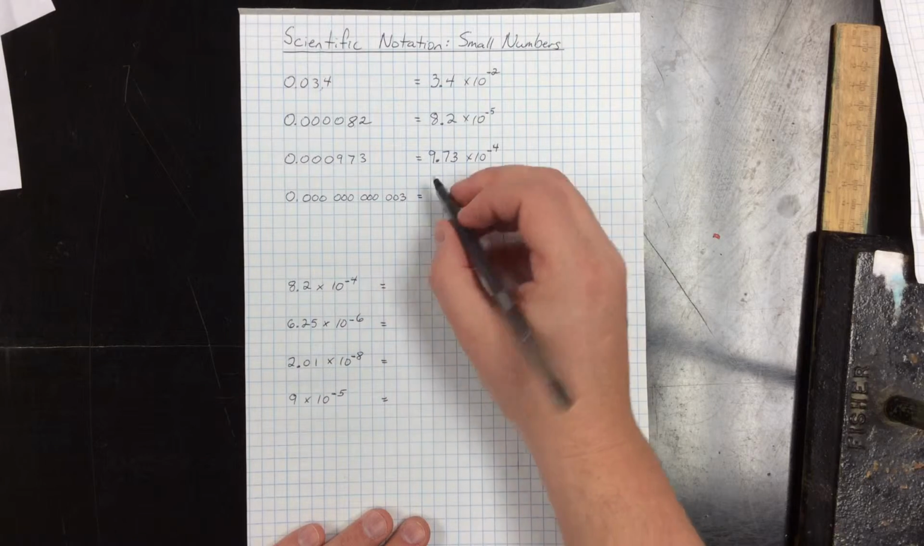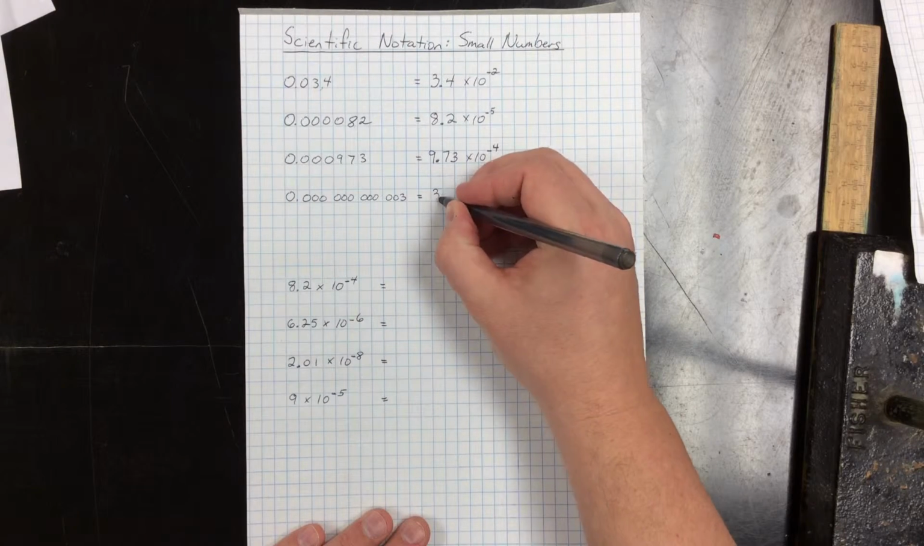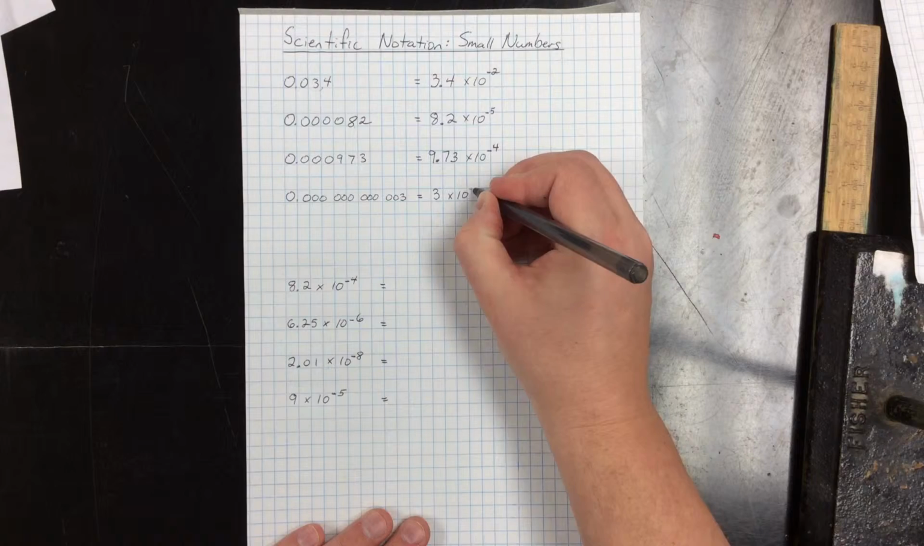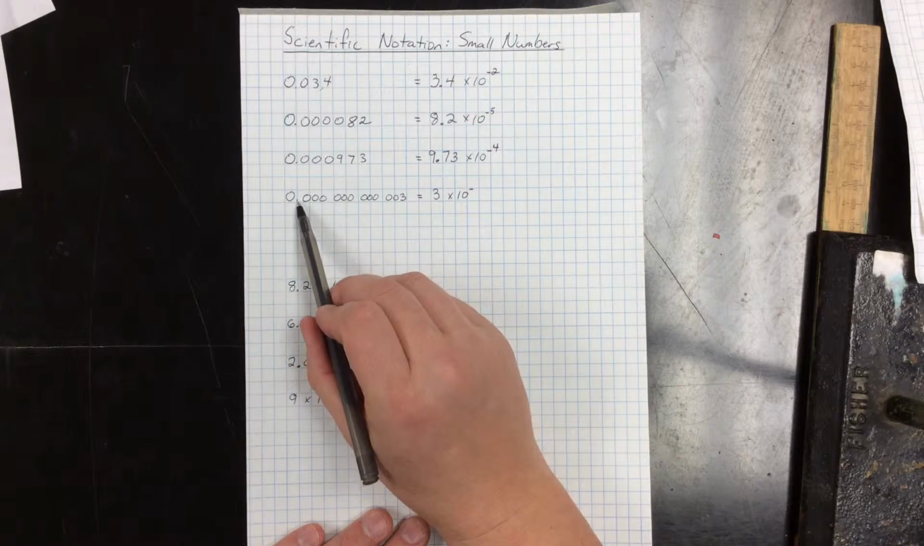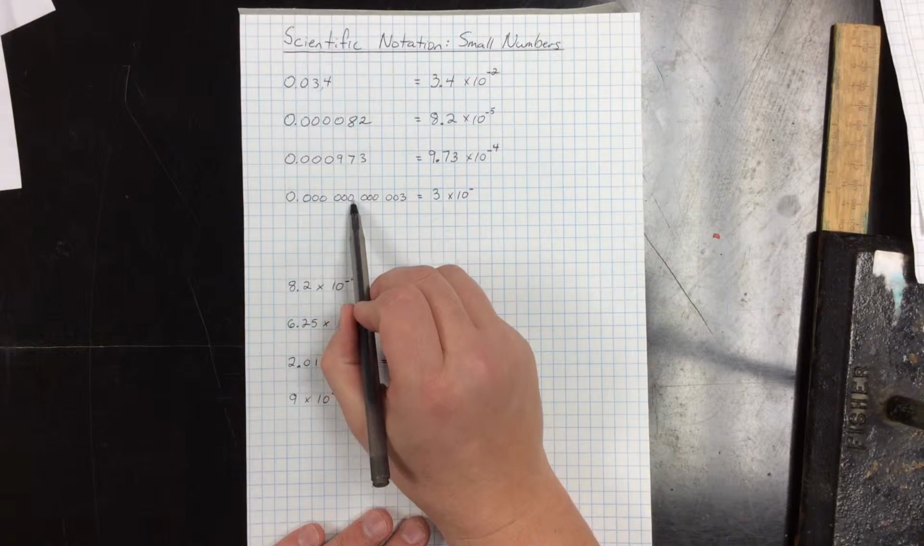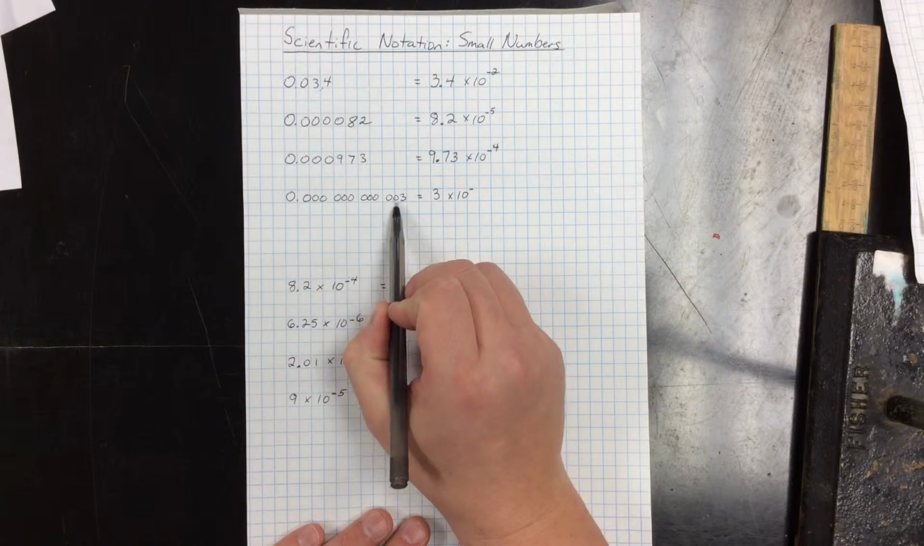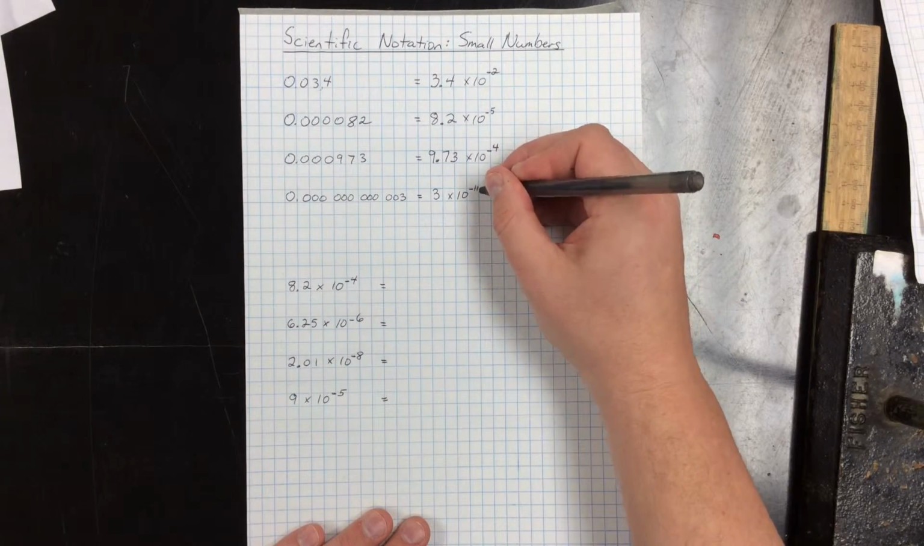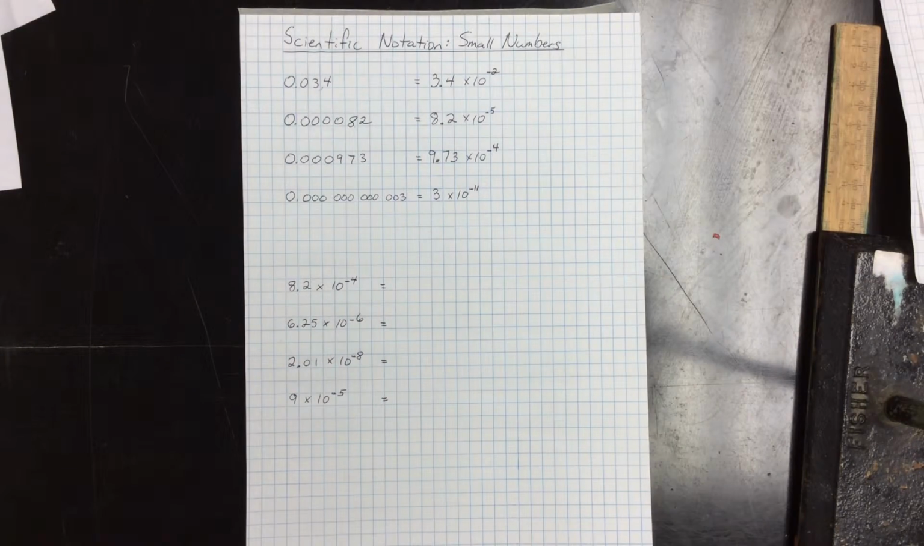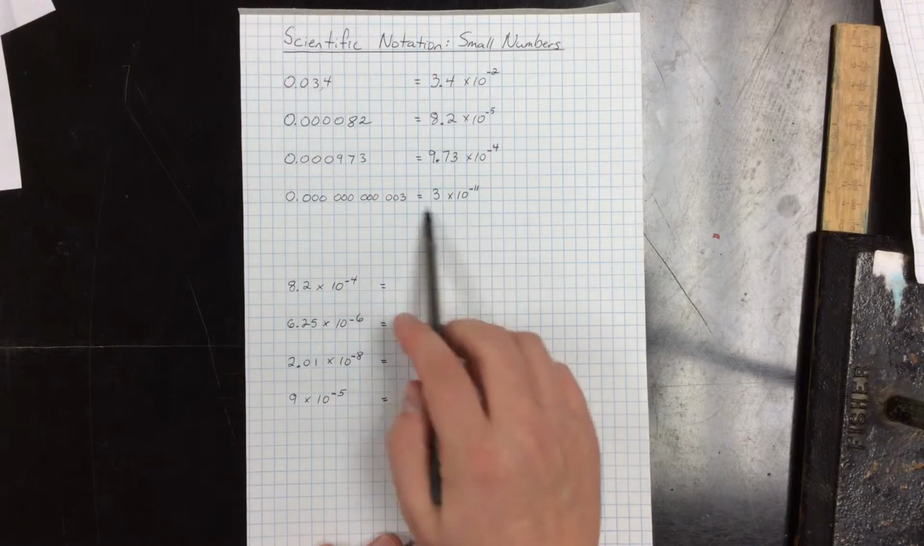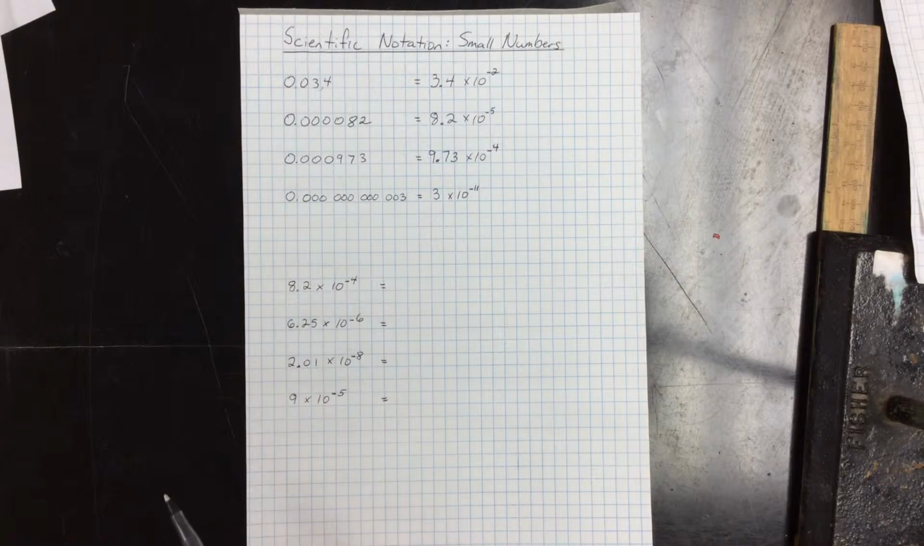In this case, there's only one significant digit, so it's going to be 3 times 10 to the negative, I have to count how many times I went over, 1, 2, 3, 4, 5, 6, 7, 8, 9, 10, 11. So it's 3 times 10 to the negative 11 in scientific notation, which is a much cleaner way to write it than that big long 0.00000000003.